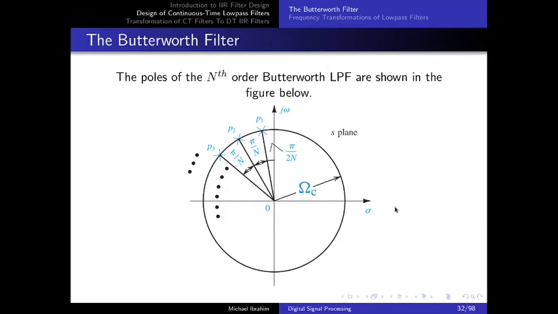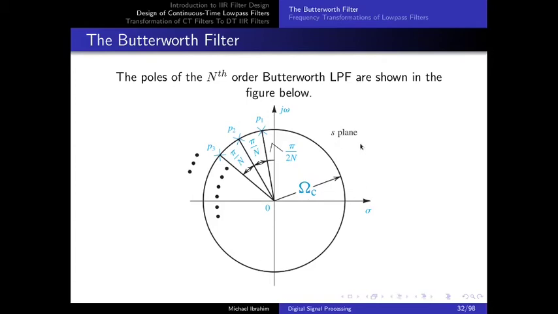So now that we have the filter order n and omega c, which is the cutoff frequency, we can compute the poles, the location of the poles. And again, we will not go through the details, but the poles of an nth order Butterworth filter are shown over here. They are uniformly located on a circle whose radius is omega c, and this circle is in the S domain or the S plane.